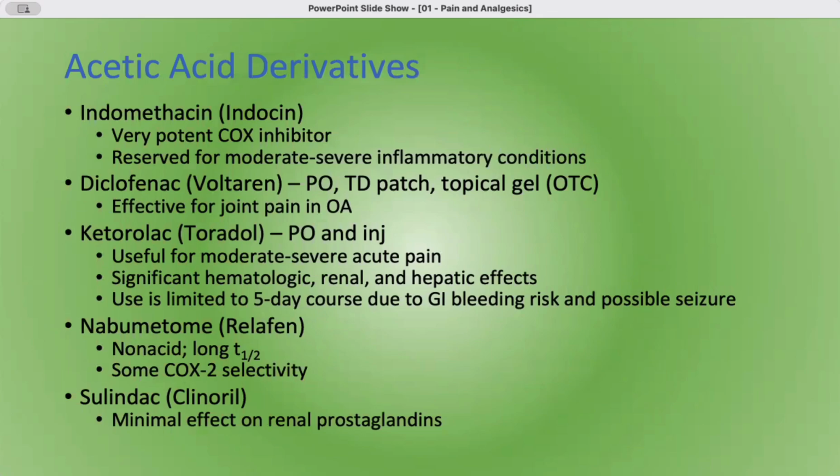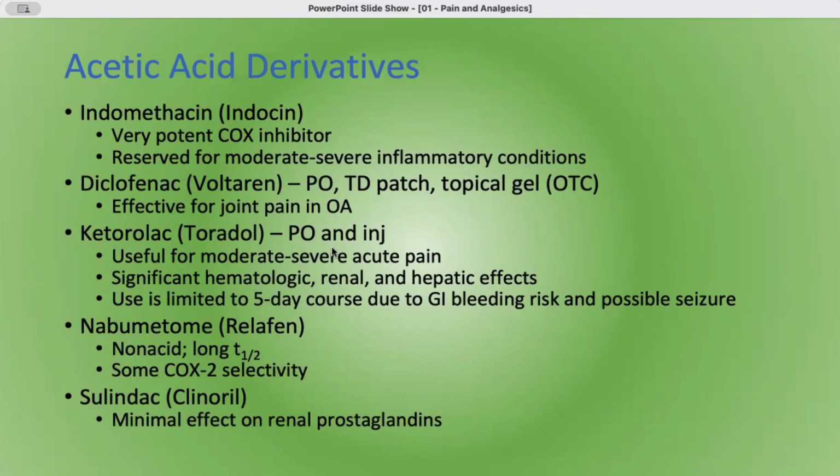And then some of these other NSAIDs are in the acetic acid derivative chemical class. The actual chemical class is not as important as really just some of the key features of some of these drugs. For example, indomethacin is a very potent COX inhibitor. We do not use this except for moderate to severe inflammatory conditions. Diclofenac, you may see over the counter as a topical gel, Voltaren gel, that's used to treat local inflammation.